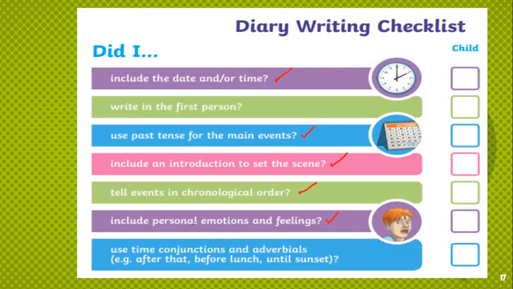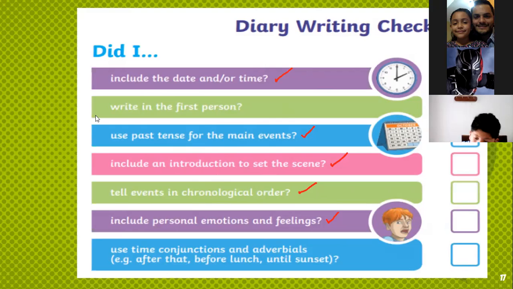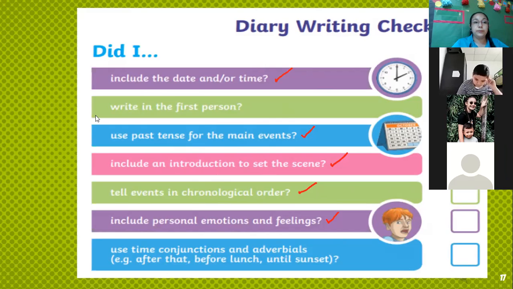The other ones, we know that we use them. Include the date and time, use past tense for the main events, include an introduction to set the scene, tell events in chronological order, and include personal emotions and feelings. Only the things that I check. Solo lo que tiene check es lo que usted va a copiar. Solo lo que tiene el chequecito rojo.